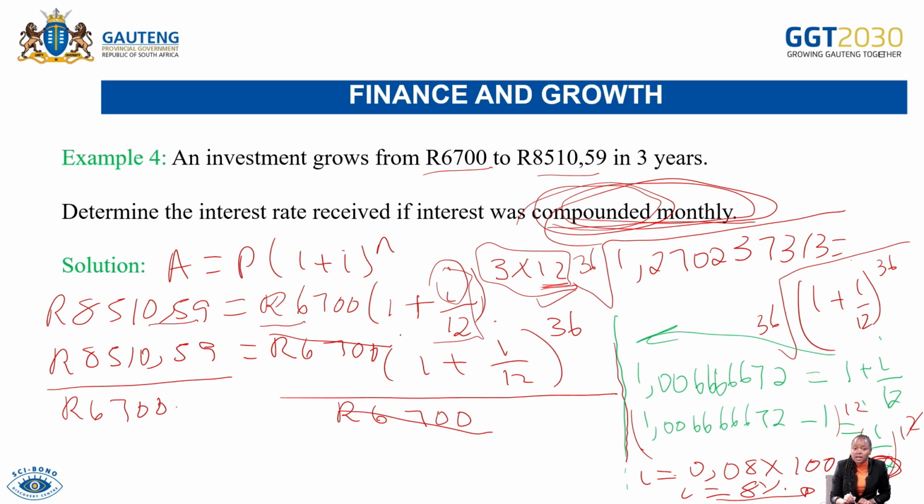Then you have to get rid of your P. So you divide by 6,700 on both sides. And then on the other side, you have to put the root of the 36, so that you can get rid of the 36. You can't take the 1 from the bracket to the other side of the equal sign before you get rid of that 36. So how do you get rid of the 36? You introduce the root of 36 and the root of 36. Or you can multiply the exponent by 1 all over 36, which is the inverse of that. You just need to remember your algebra from first term, guys.